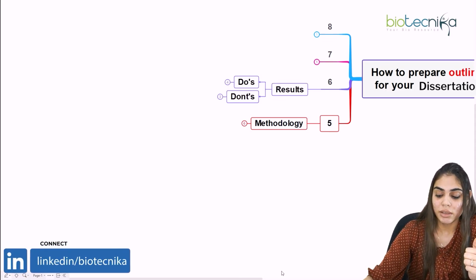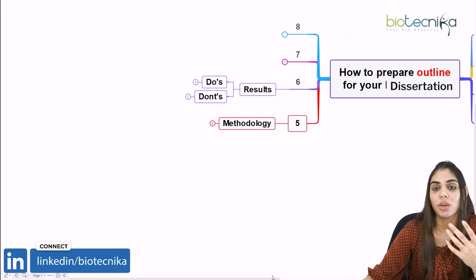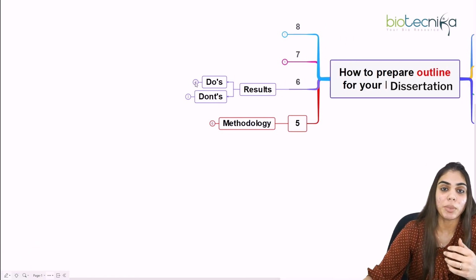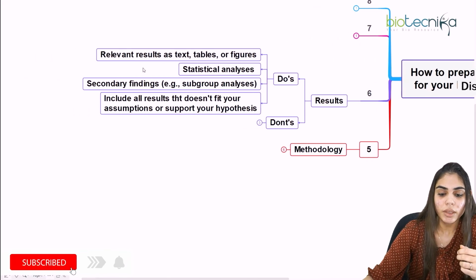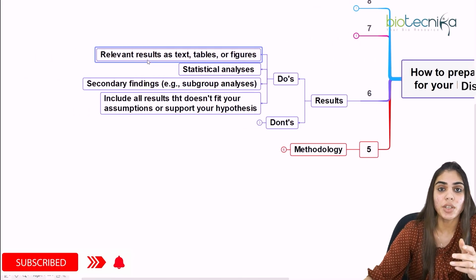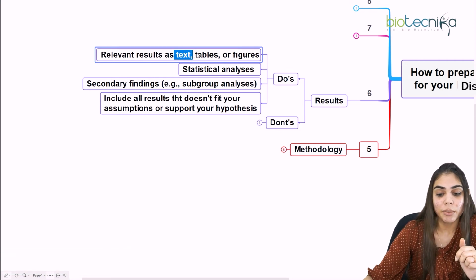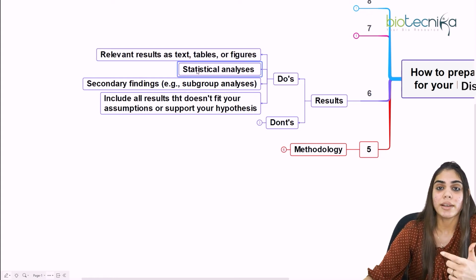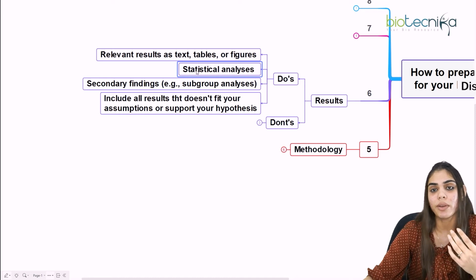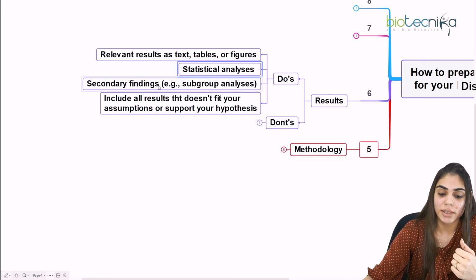The next is results. Now you have to write your results. Results means your findings, right? Now, what you have to keep in mind while writing your results: make sure you write relevant details, putting in all the text, tables that are required, as well as figures. Suppose you are writing something for which a figure is required, then you have to include everything, including the tables. And you also use statistical analysis to analyze your data. Whatever results you have found, you need to use statistical analysis.